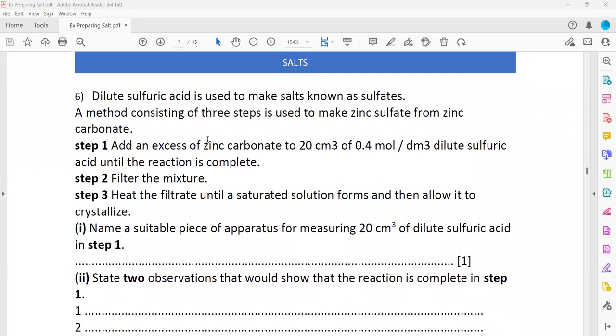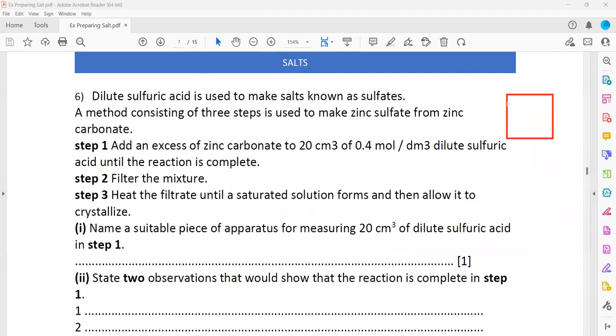In question 6, dilute sulfuric acid is used to make a salt known as sulfate. A method consists of 3 steps to make zinc sulfate. So if zinc carbonate is mixed with sulfuric acid, it gives zinc sulfate, plus carbon dioxide plus water. We add an excess of zinc carbonate to 20 cm³ of 0.4 mol per dm³ dilute sulfuric acid. So excess means more than enough.